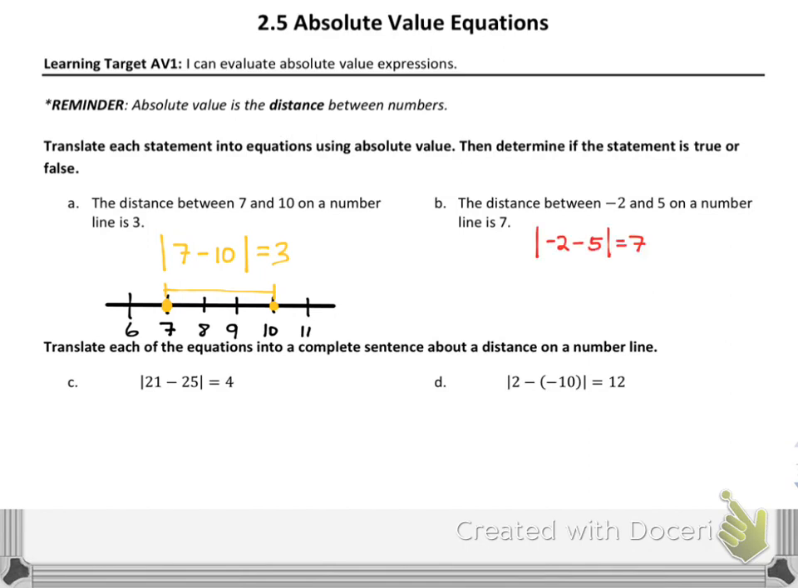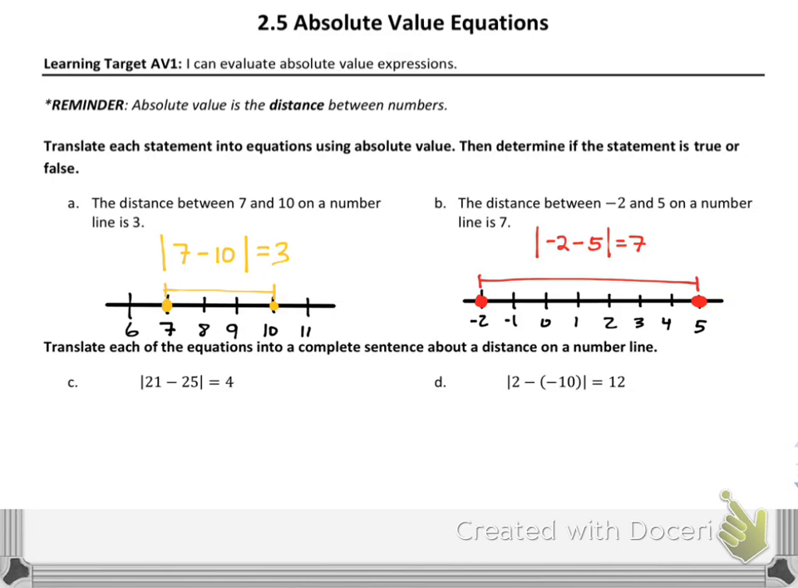So it should look something like this. Absolute value symbol, -2, and then minus 5, because for distance we use subtraction, is equal to 7. And then again, if I were to show you a number line, that would be true. There's that number line right there. There are 7 spaces between -2 and 5.